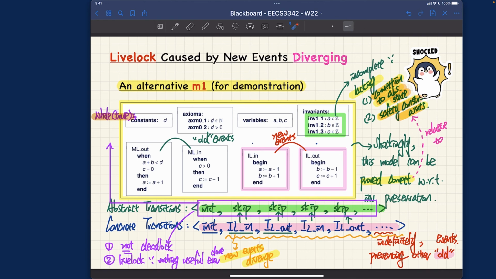I think we discussed two shocking facts over here about this model variant. Make sure you understand them, and then we're going to talk about how we can prove that the original model M1 is actually divergence free.